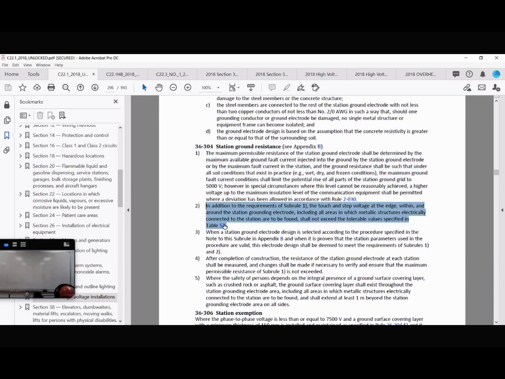In addition to the requirements of Subrule 1, the touch and step at the edge, within and around the station grounding electrode, including all areas in which the metallic structures electrically connected to the station are to be found, shall not exceed the values of Table 52.